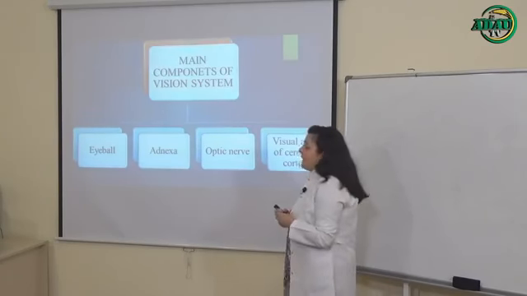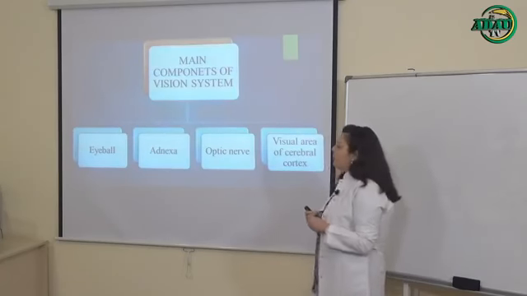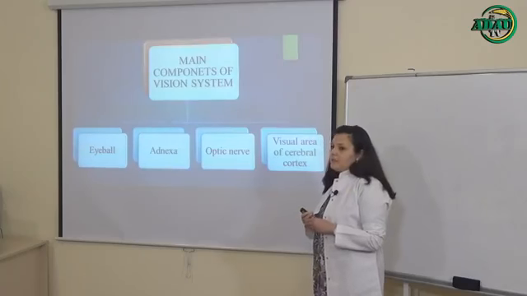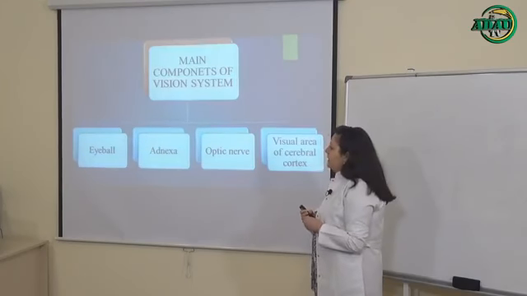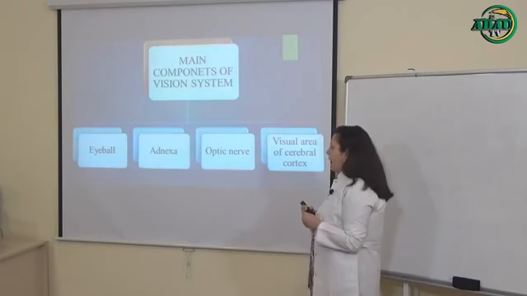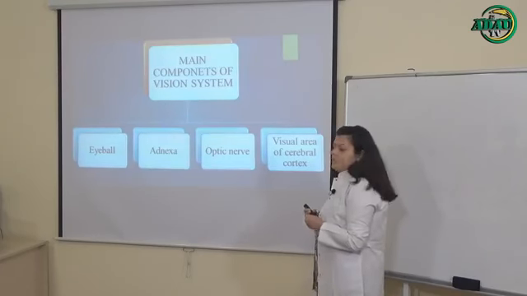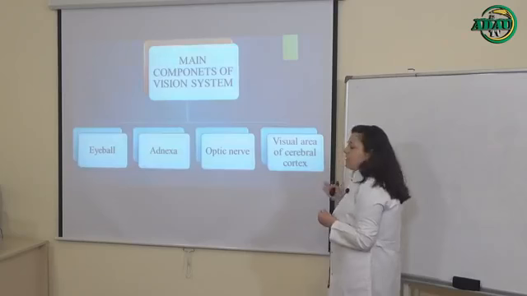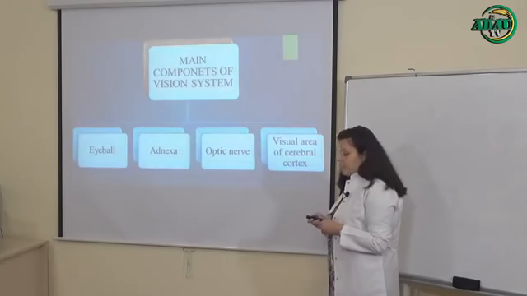Let's talk about the main components of the vision system. The main components are, first of all, the eyeball. Eyeball in Latin is bulbus oculi. Then adnexa. Adnexa, as I said, are the accessory organs of the eye. Then the optic nerve, which provides the transmission of the signals to the cognitive parts of the brain. And of course, the visual area, the visual center of the cerebral cortex.